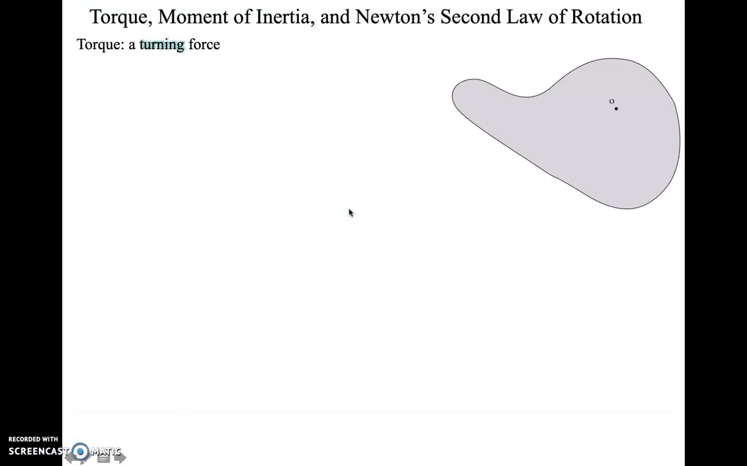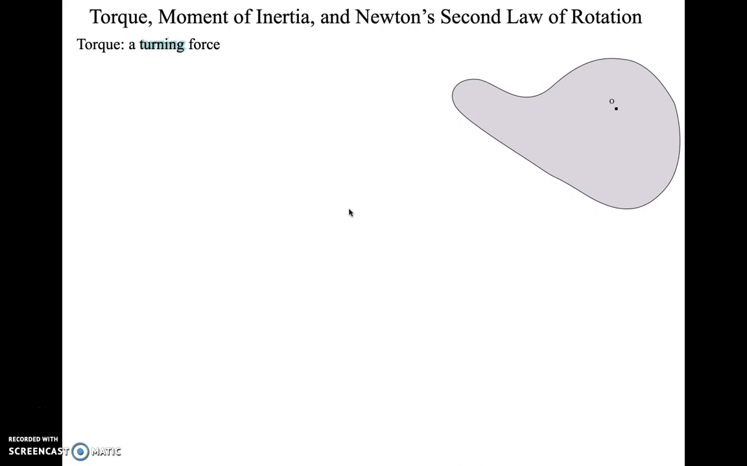Okay, now we're going to start the unit on torque for my Physics C class. We already talked about torque a little bit. We talked about static equilibrium and Newton's first law. Equilibrium includes no rotation, which would mean there's no net torque around any axis of rotation.